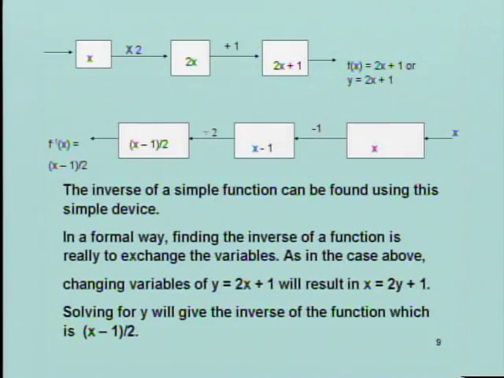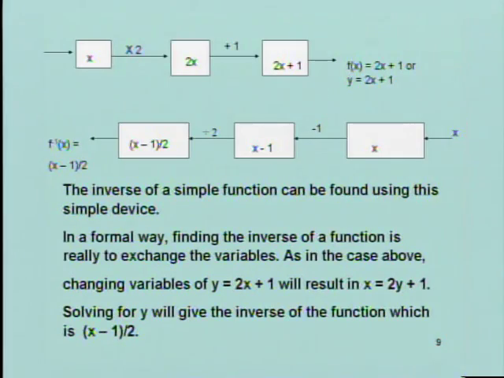So x is in the first box, and it is going through a process to reach the second box. Through that process, it is multiplied by 2. So 2 times whatever is in the first box, when it reaches the second box, it becomes 2x. Moving from the second box to the third box, we add 1. So when it reaches the third box, it is 2x plus 1, giving us a function that is equal to f of x equal to 2x plus 1, or can be expressed as y is equal to 2x plus 1.